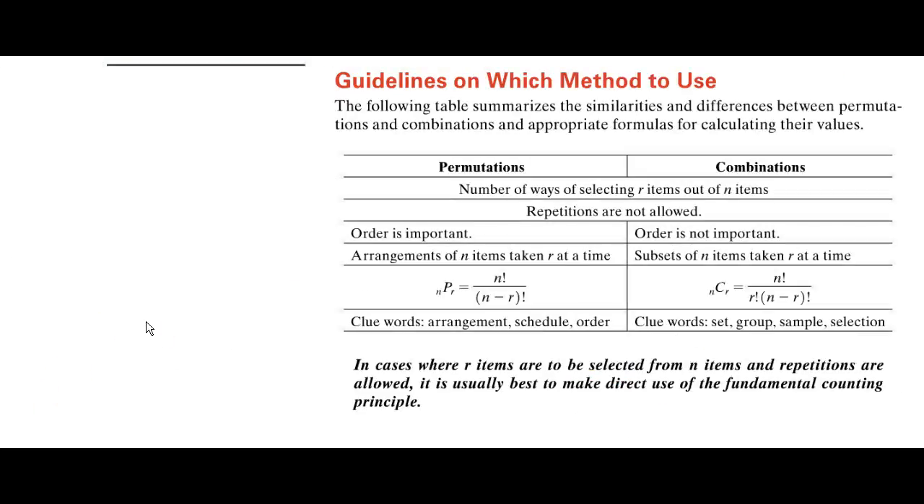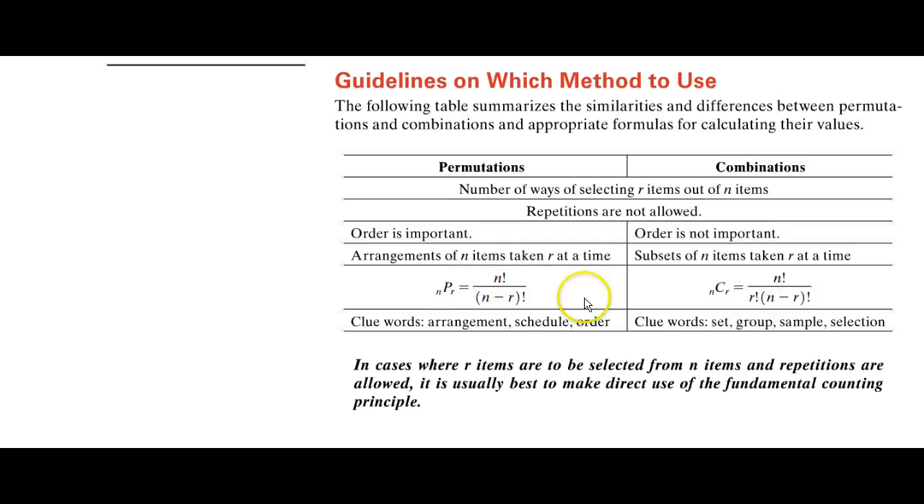Now, these are some general guidelines that should be included in your notes of which method to use. Is it a permutation you're dealing with, where order is important, arrangement is important, or is it a combination where arrangement's not important, order's not important? And you can read and look this over. And again, the formulas are there.